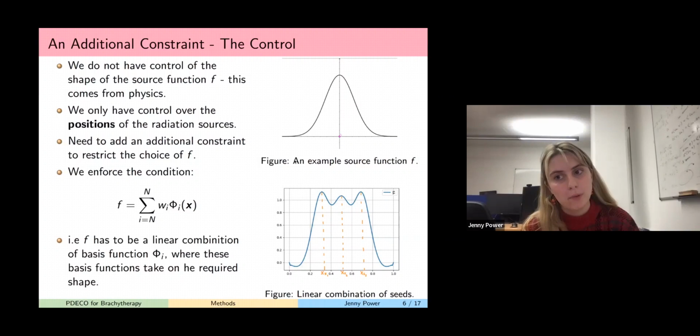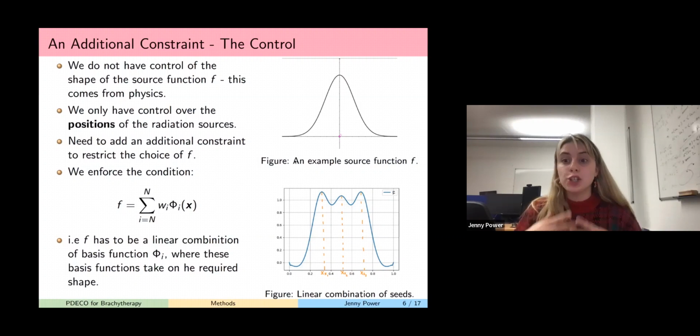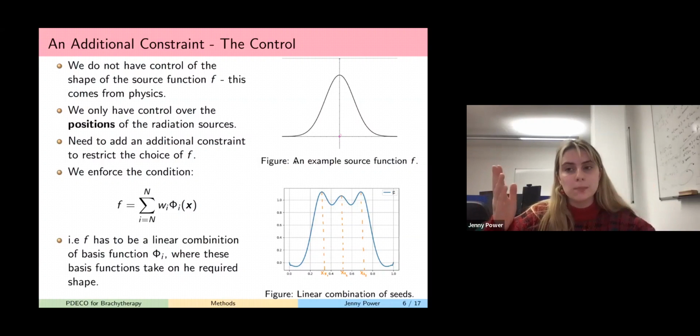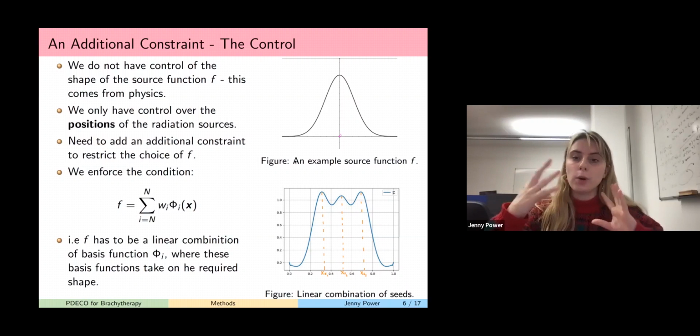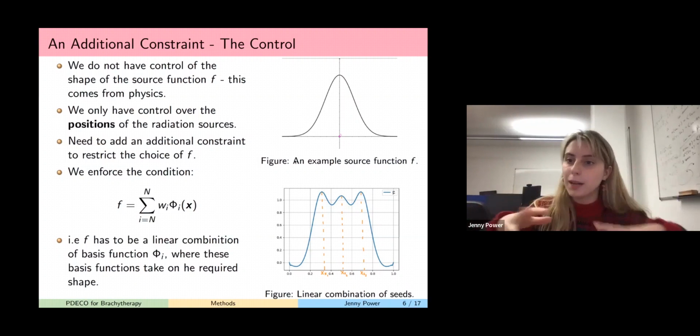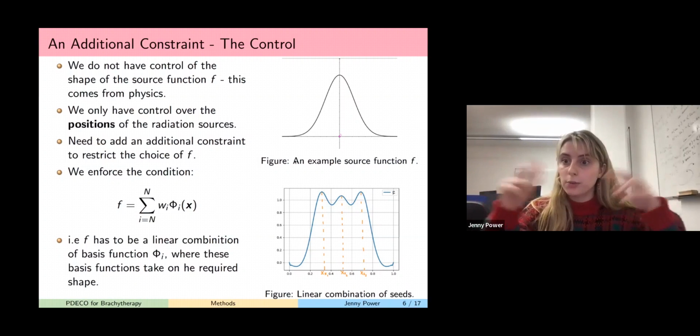As I hinted at before, we are optimizing for the position of the radioactive seeds. We do not have any control over the shape of F. F is how the radiation spreads in space when you place a seed down in a certain position. This is already predetermined from physics, so we have no control over this. This does mean that we have to add in some additional constraints to our problem. We can only control where we place the radioactive seeds. So instead, what we have to do is enforce another condition that f should be some linear combination of shape functions, right?